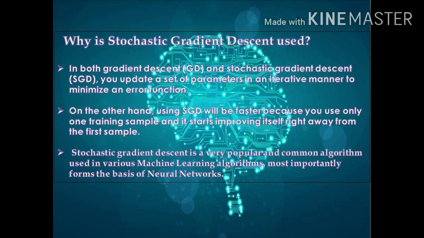Why is stochastic gradient descent used? In both gradient descent and stochastic gradient descent, we update a set of parameters in an iterative manner to minimize an error function. On the other hand, using stochastic gradient descent will be faster because you can use only one training sample and it starts improving right away from the first sample. Stochastic gradient descent is a very popular and common algorithm used in various machine learning algorithms. Most importantly, it forms the basis of neural networks.